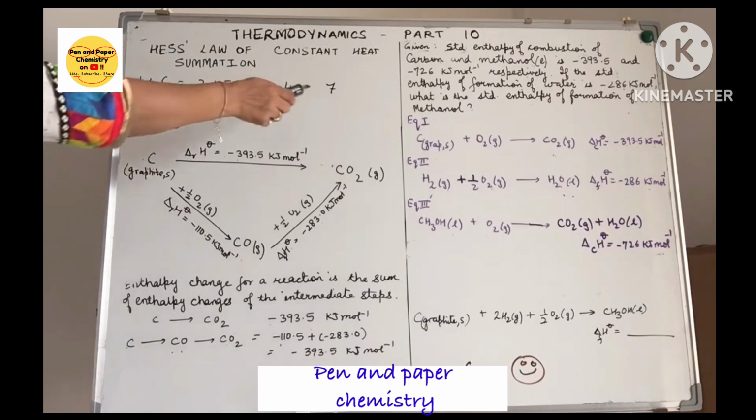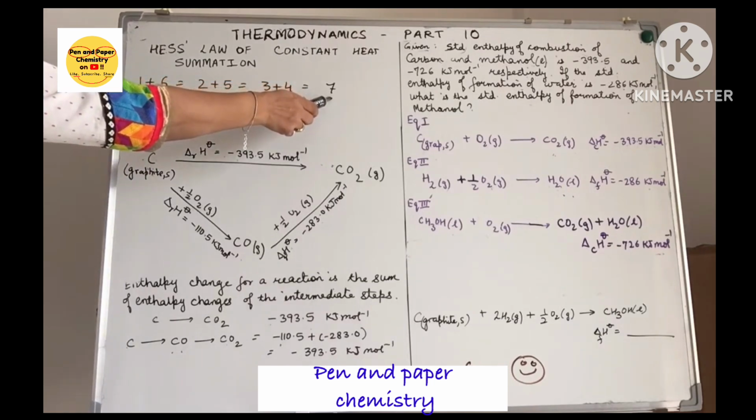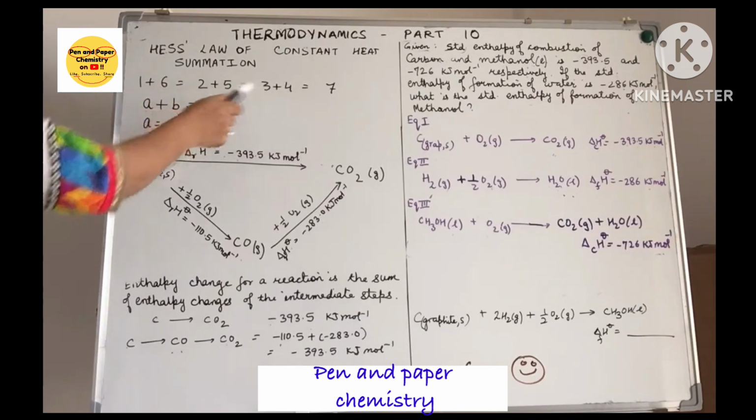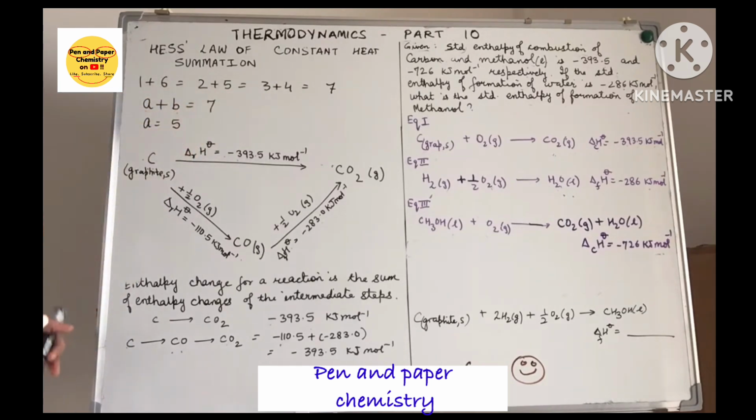So I've taken a very simple example over here. 7 can be expressed as a sum of two numbers. For example, 1 plus 6, 2 plus 5, 3 plus 4. So very easy. If I give you A plus B gives me 7 and I tell you that A is 5, you can very easily determine the value of B from here. The same logic we are going to apply in Hess's law.